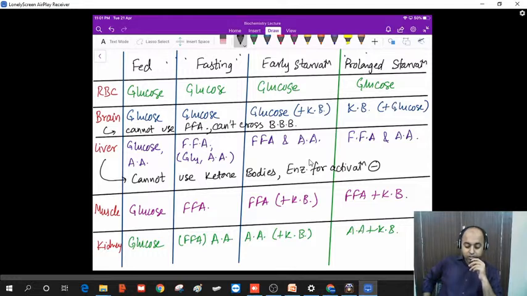Pooja, can you clarify your question? Gluconeogenesis and urea cycle linkage. What do you mean by linkage here? Are you talking about a reaction or a substrate which is common to both? Any other question?